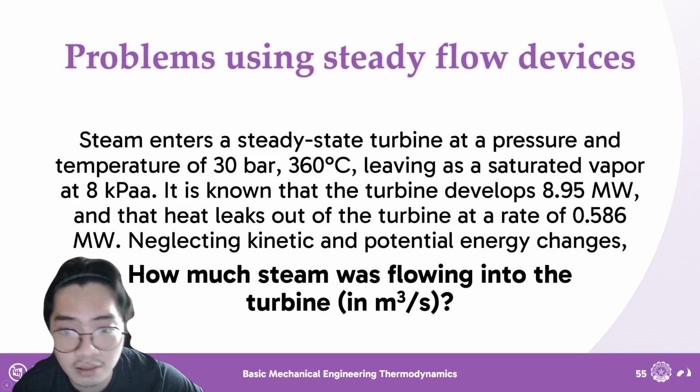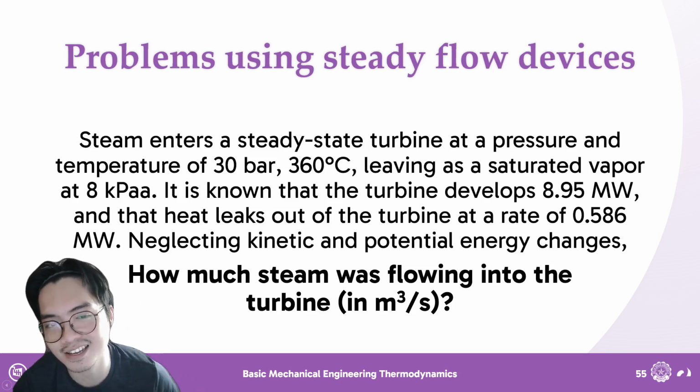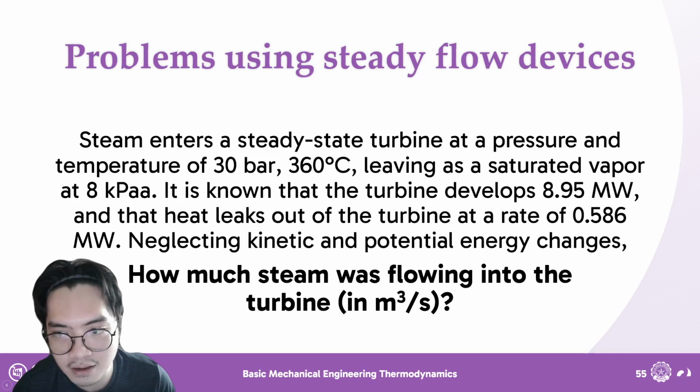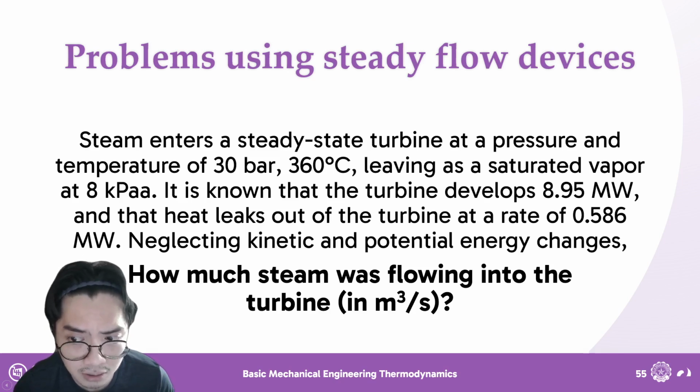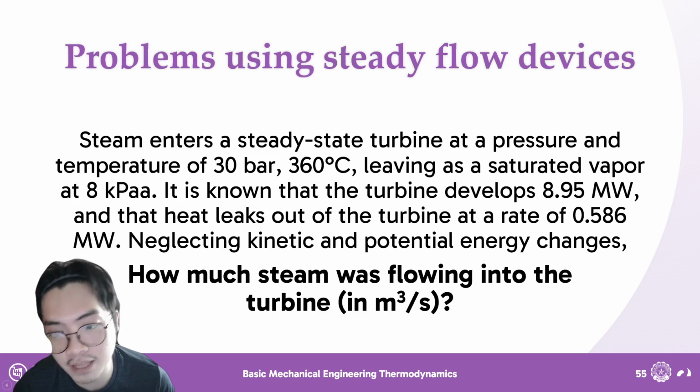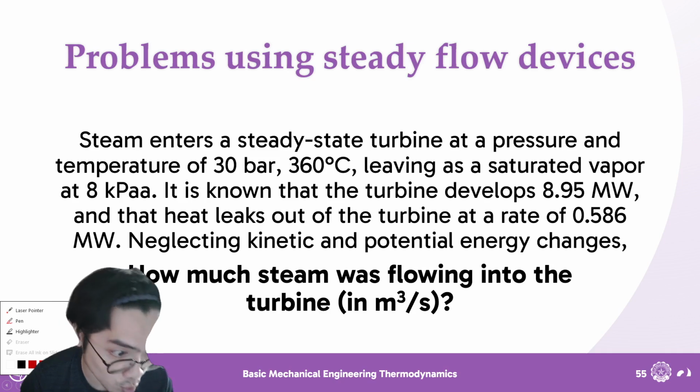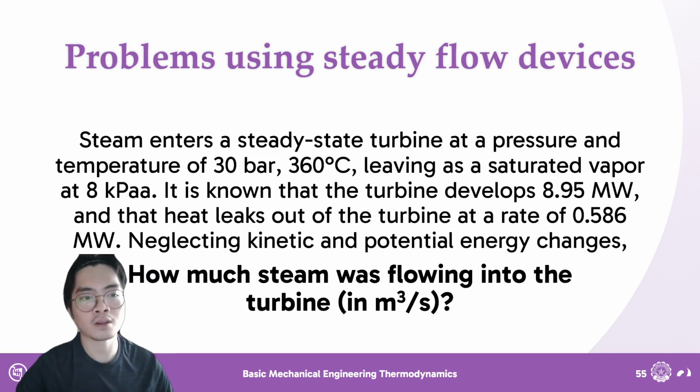It is known that the turbine develops 8.95 megawatts, right? And that the heat leaks out of the turbine at a rate of 0.586 megawatt. That is a lot of heat loss. Neglecting kinetic and potential energy changes, how much steam was flowing into the turbine in cubic meters per second? Okay? All right, let's begin.